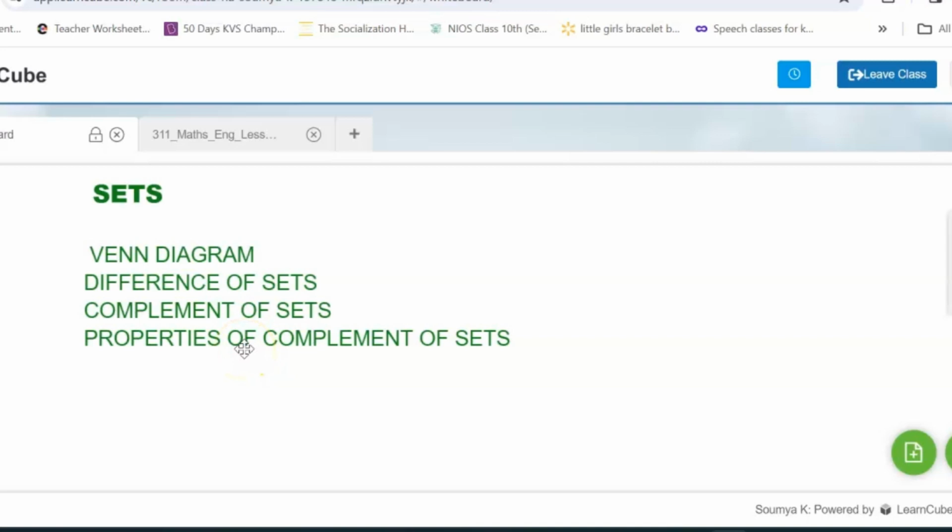Everyone, welcome to a new video of Maths of NIOS Senior Secondary course. We are going to deal with sets. In this video, we are going to see Venn diagram, topic number 1.7, then difference of sets 1.8, then complement of sets 1.9, and the properties of these complement of sets.